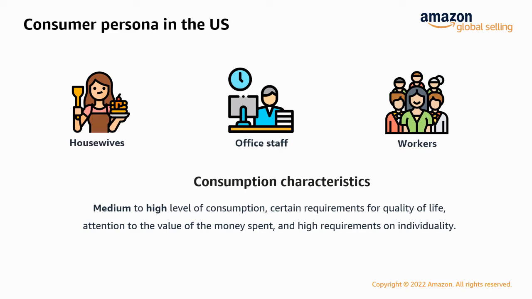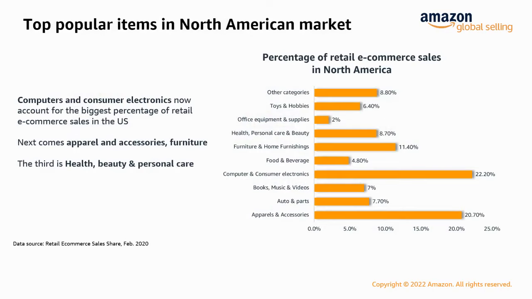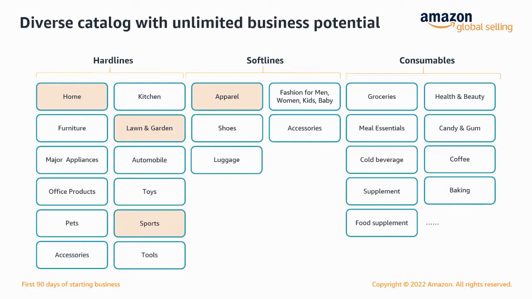So these are the basic typical consumers in the US: housewives, office staff, and workers. And then this gives an idea of the top popular items in the North American markets. This also shows the different product categories that we have across the North American market that you can consider. Usually we put them under hardlines, softlines, consumables, but these give you an idea of what you can focus on.